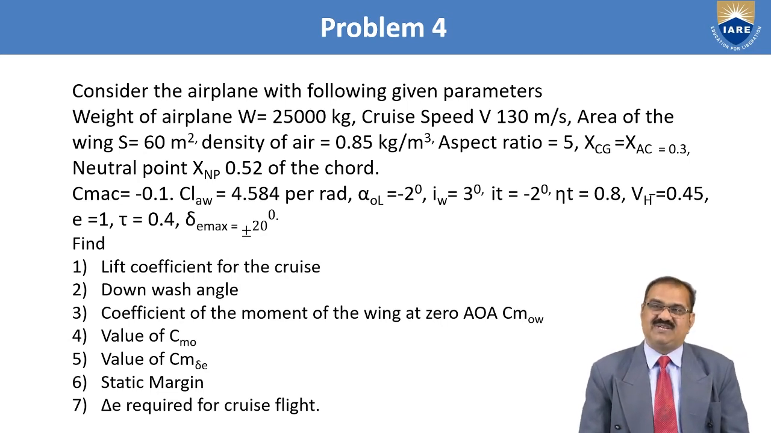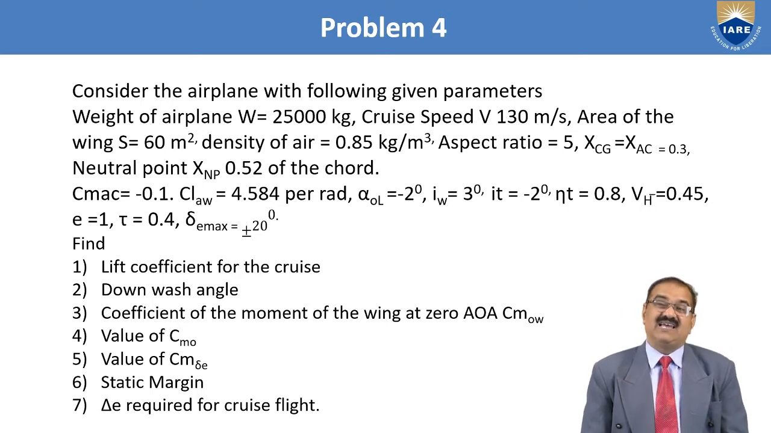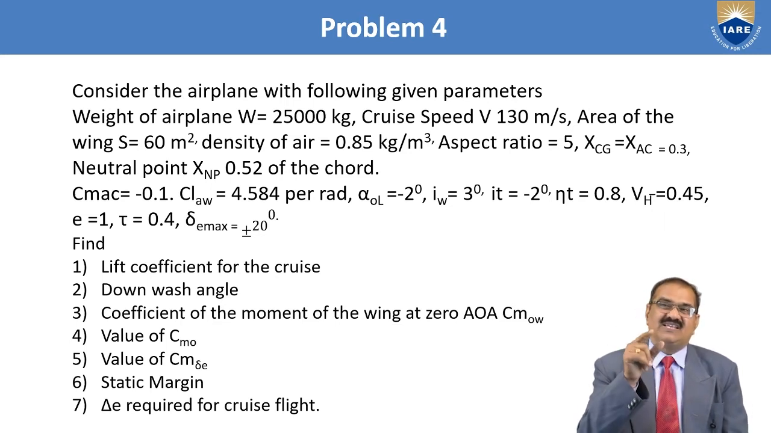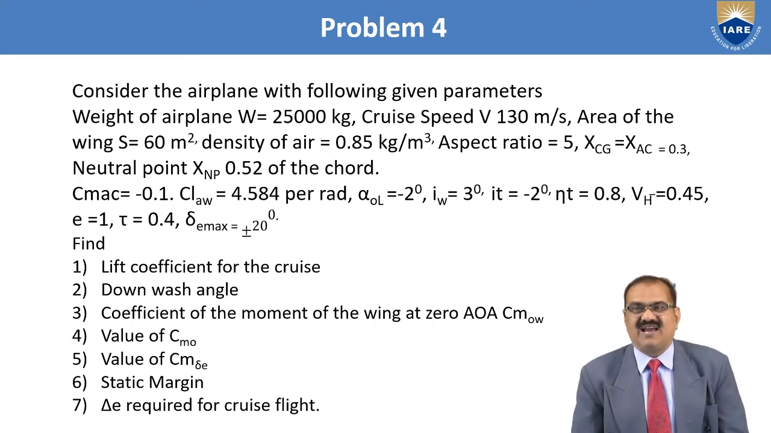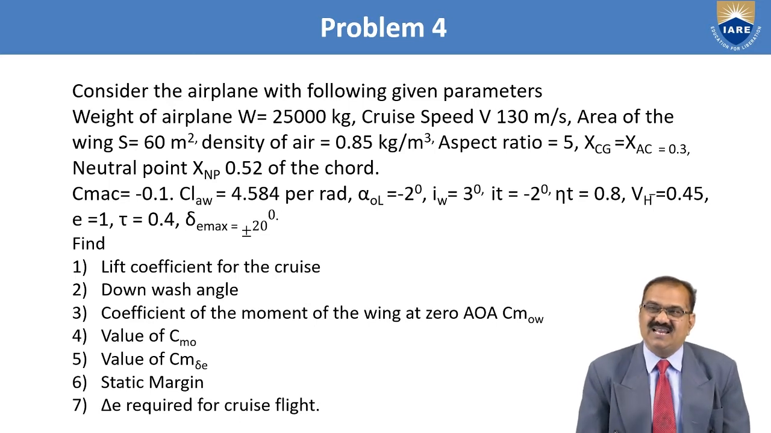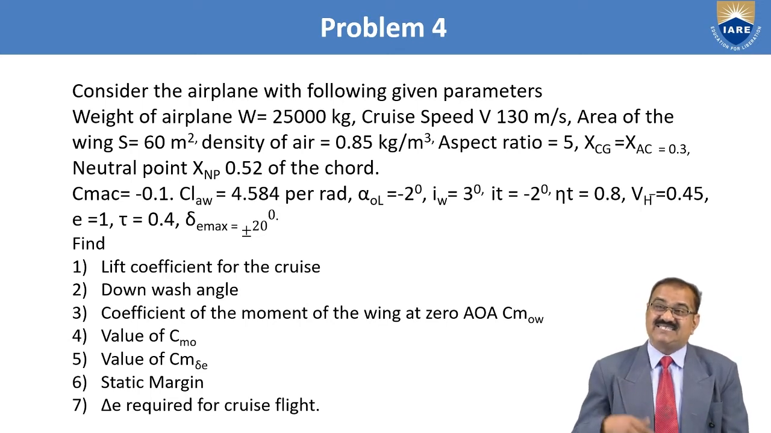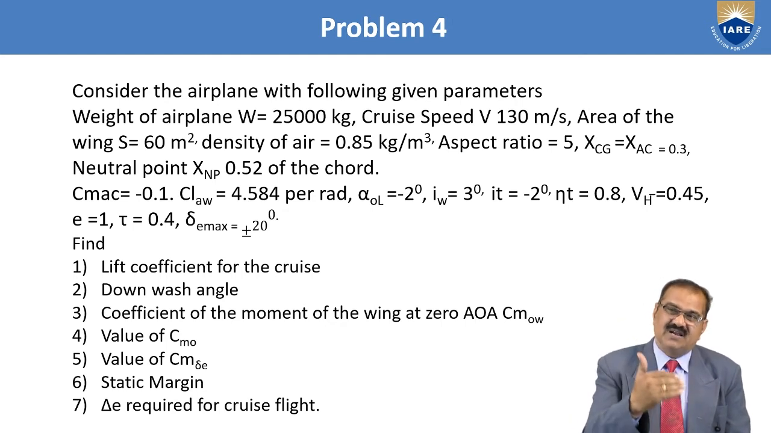This alpha 0 lift means it is at 0 lift angle of attack. When the lift is 0, the angle of attack is minus 2, which means it is a cambered airfoil. The wing has a cambered airfoil, because at minus 2 you are getting alpha 0, meaning the lift is 0 at minus 2 degree angle of attack. IW is the wing setting angle and IT is the tail setting angle. Tail setting angle is also minus. This indicates that the nose of the tail is towards the bottom, 2 degrees towards the bottom.